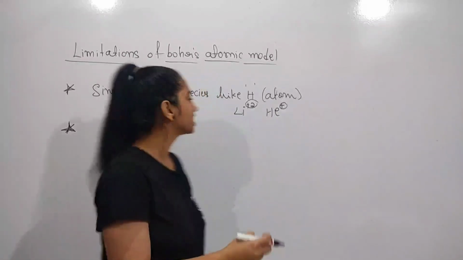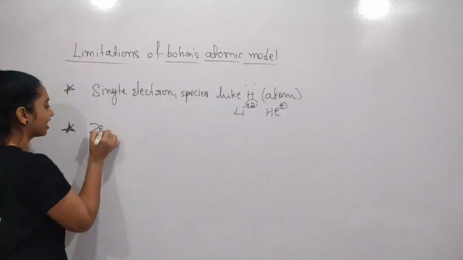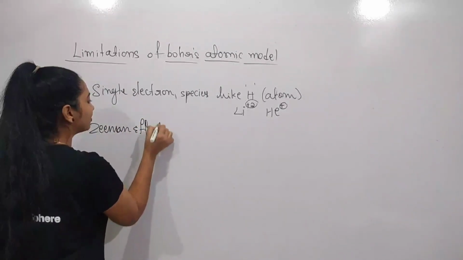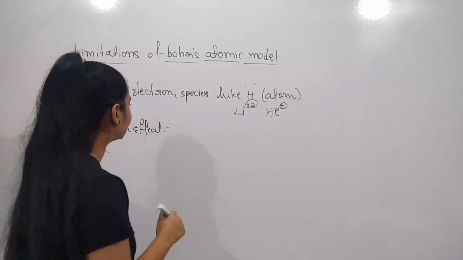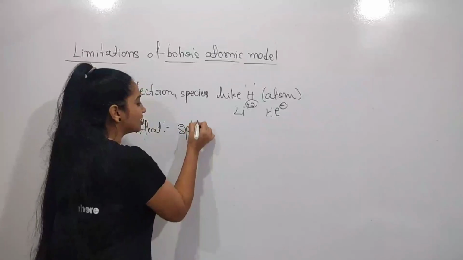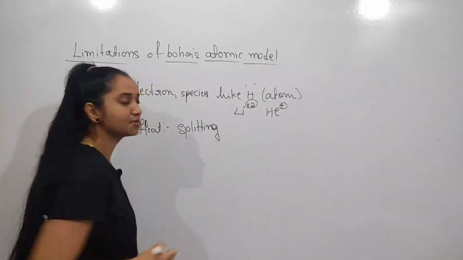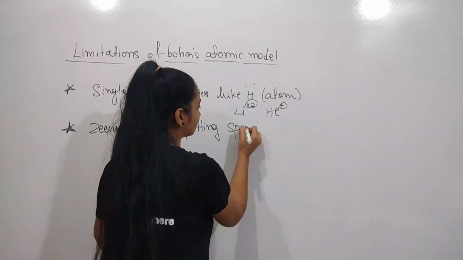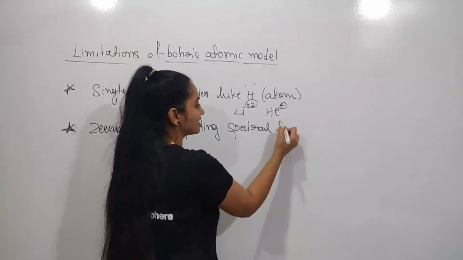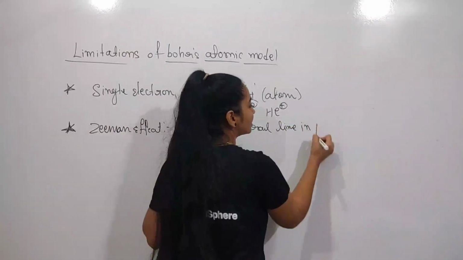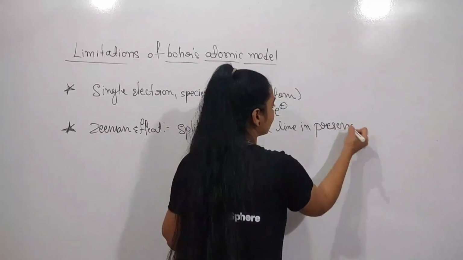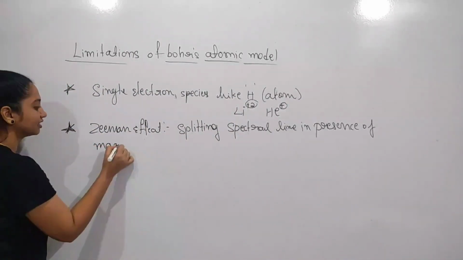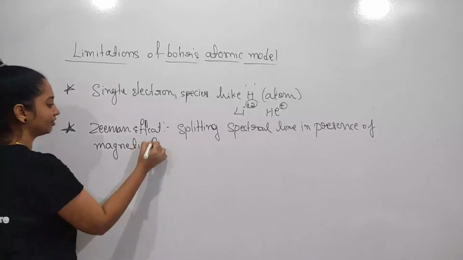And the next drawback is he can't explain the Zeeman effect. He can't explain the Zeeman effect. So what do you mean by Zeeman effect here? Zeeman effect is nothing but the splitting of spectral lines in presence of a magnetic field.